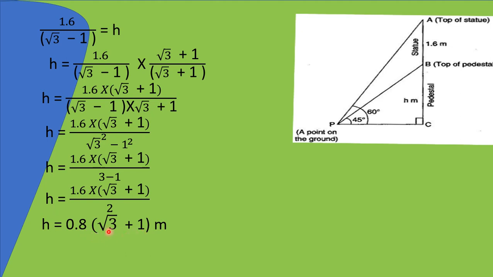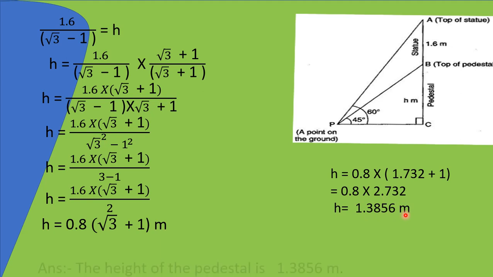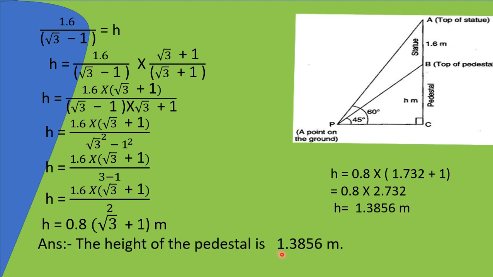Now again put here root 3 as 1.732. By putting this we get H is equal to 0.8 into 1.732 plus 1. Now this addition is 2.732, and this multiplied by 0.8 we get H is equal to 1.3856 meter. So here we can say the height of the pedestal is 1.3856 meter.